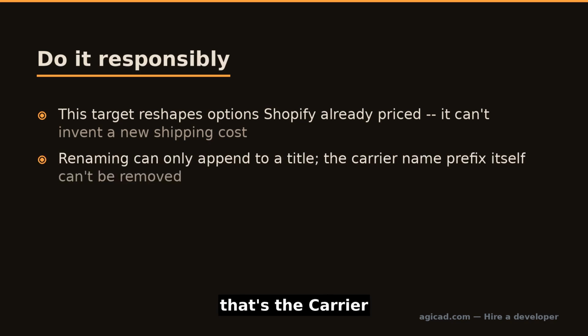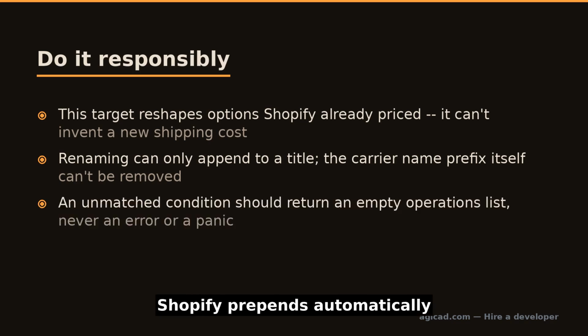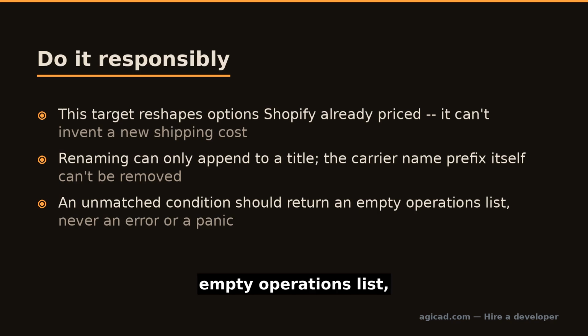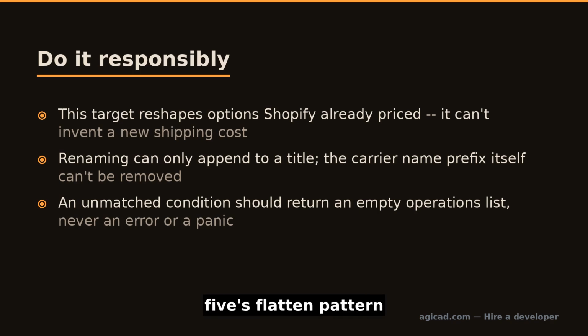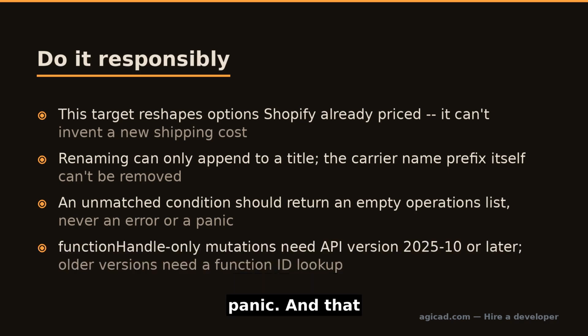Renaming has its own hard limit too. Shopify's own reference confirms you can extend a title, but the carrier name Shopify prepends automatically can't be altered or removed through this API. When your condition doesn't match, return an empty operations list, exactly like step 5's flattened pattern. Never an error, never a panic. And that function handle only mutation only works this simply from API version 2025-10 onward. Earlier versions need a separate function ID lookup first.